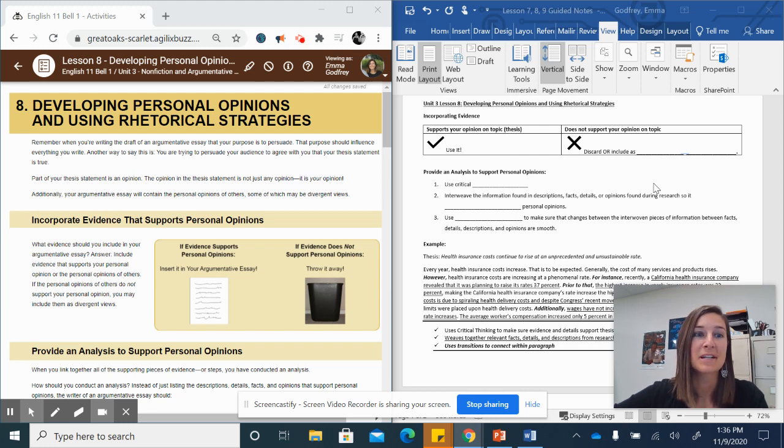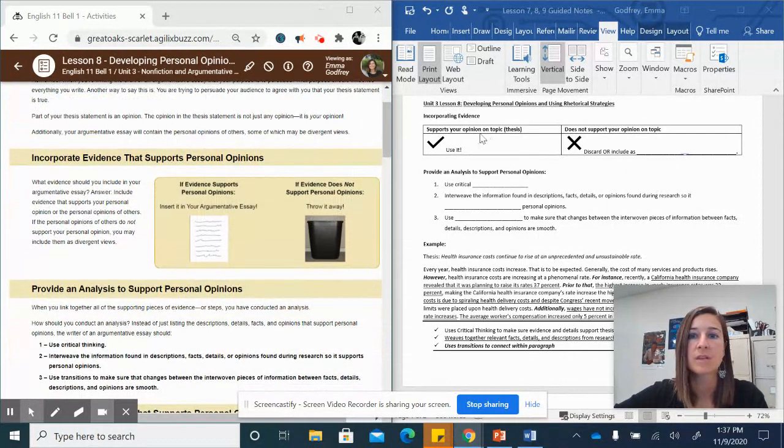Okay, we have another short set of notes here for Lesson 8, Unit 3 in PLP, Developing Personal Opinions and Using Rhetorical Strategies. So at the top here, it's going to hopefully tell us things we already know. If you find evidence that supports your opinion on a topic, supports your thesis, you should, checkmark, use it, include it in your paper. If you find something, the facts that you're pulling or information that does not support your opinion on a topic, you should discard, which means get rid of it, don't use it.